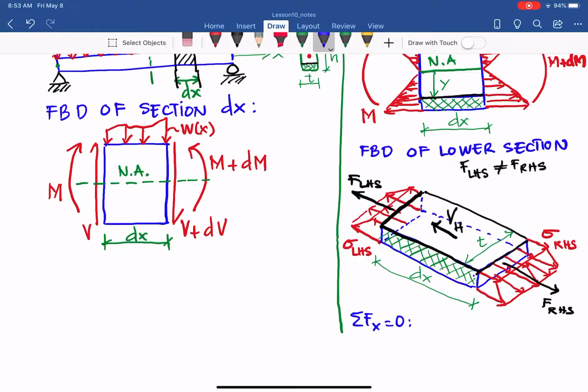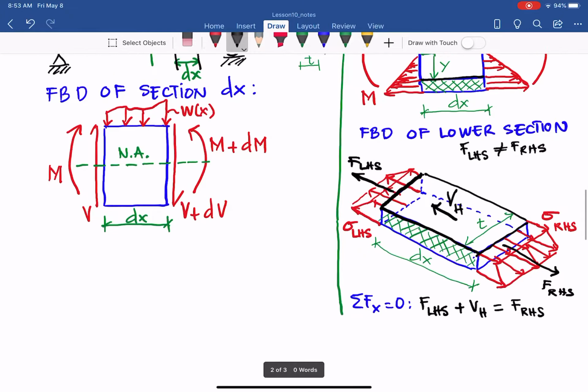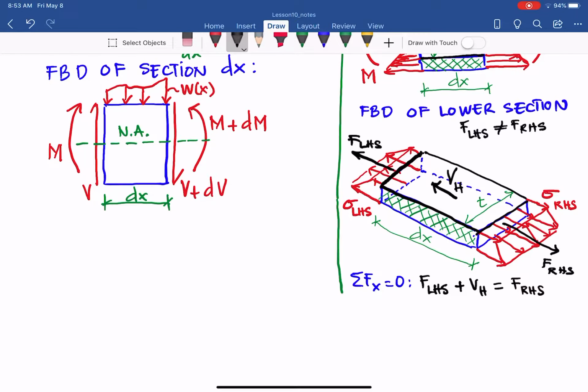So what do I have? I will have the sum of the force in x. You will have the force to the left hand side, plus VH. So that is the sum of all the force going to the left. It has to be equal to, for equilibrium, all the force going to the right, so it's the right hand side. Everyone see that? That's the equation to keep the body in equilibrium.